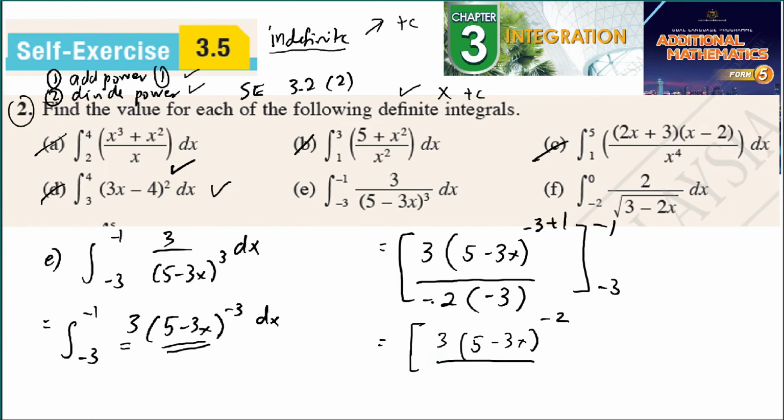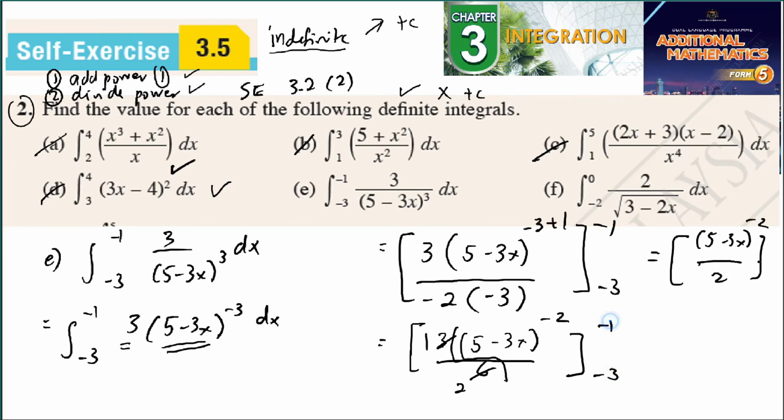So here would be negative 2 times negative 3 is 6. Okay. So here 3 divided by 6, we get 2, right? And above here 1, so this one is equal to 5 minus 3x negative 2 divided by 2. And this one, don't forget, negative 3 to negative 1. And again, to substitute, the power cannot be negative, so we bring it down.